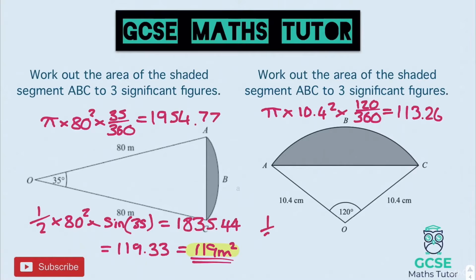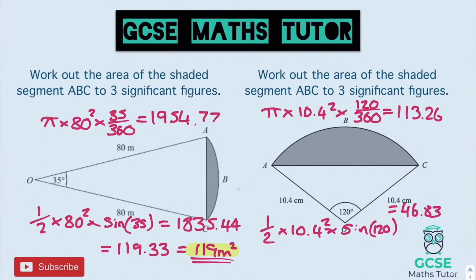So we've got a half times a times b, so times 10.4 times 10.4, I'll just put 10.4 squared again, times sine 120. There we go, let's work that out. 0.5 times 10.4 squared times sine 120. Pressing equals, and that gives me 46.83.